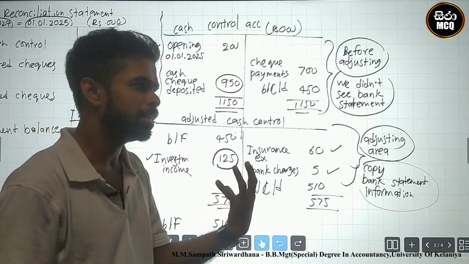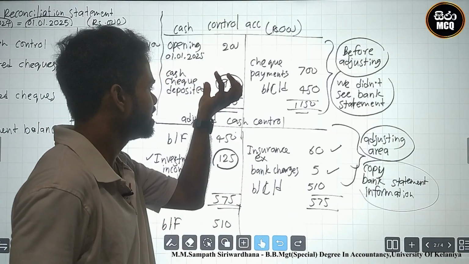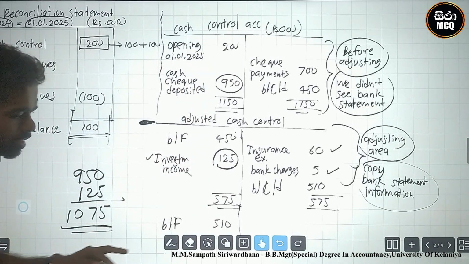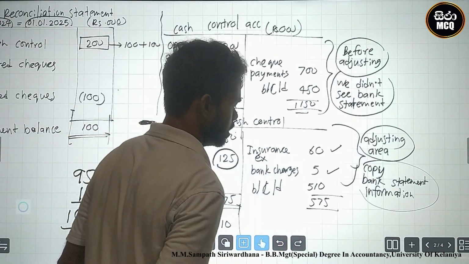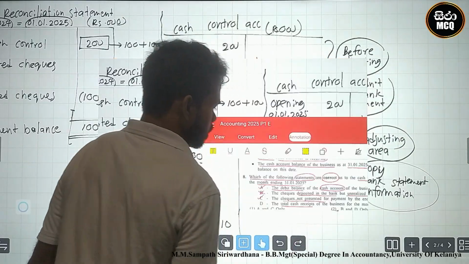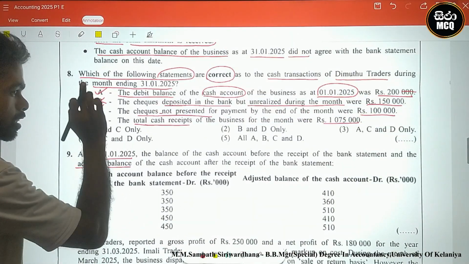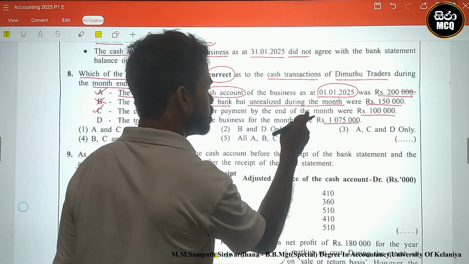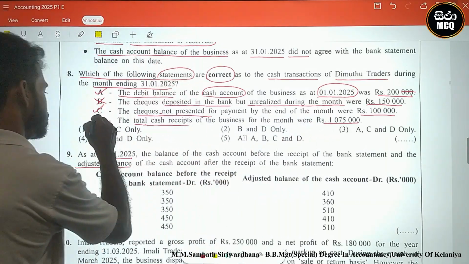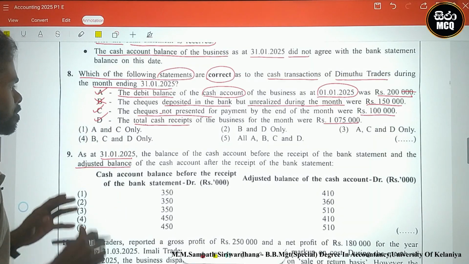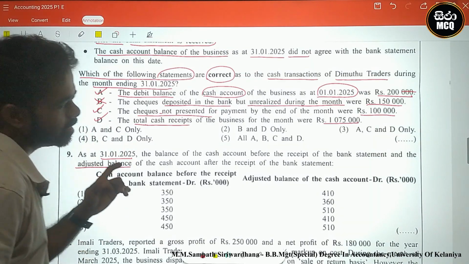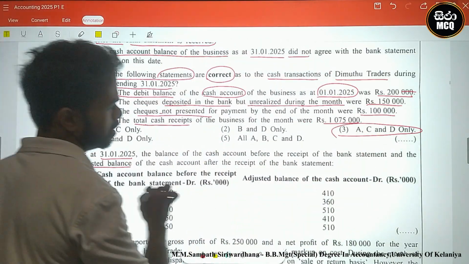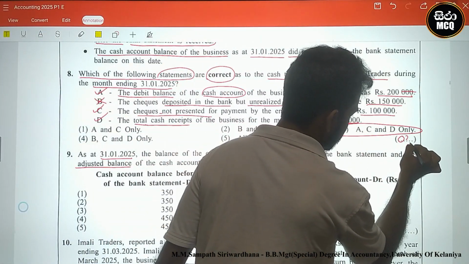According to the bank statement, there is another receiving, and this is our account receiving. The total is 1075. Look here, the answer is correct: the total cash receipts of the business for the month were 1075. The answer is ACD. Question number 8, answer is 3.